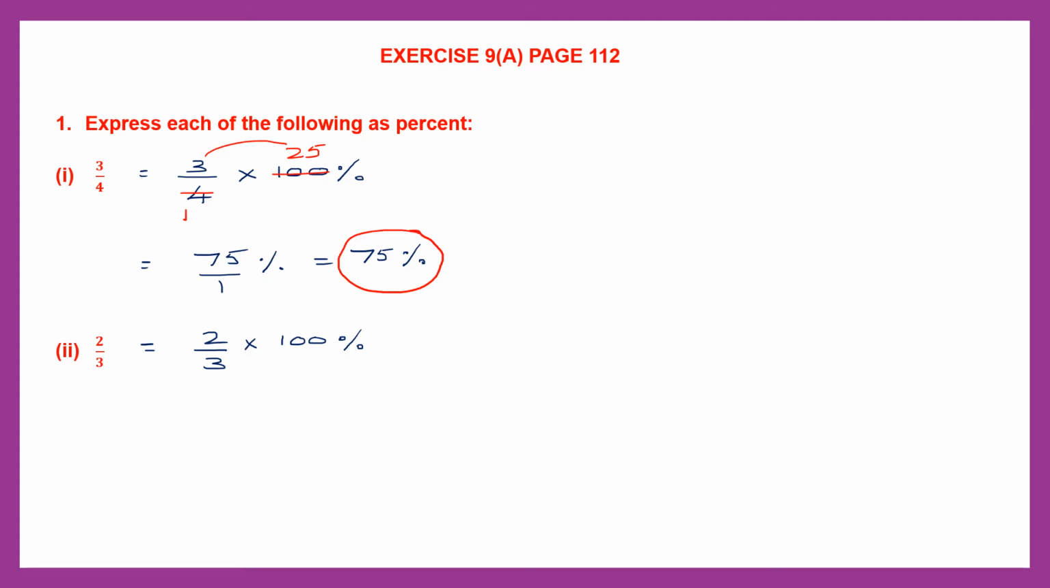So what do I get when I multiply 2 into 100? 2 into 100 is 200, and my denominator is 3. So 200 by 3%. Now this is an improper fraction, as you can see. So let's convert it to a mixed number. So divide 200 by 3.